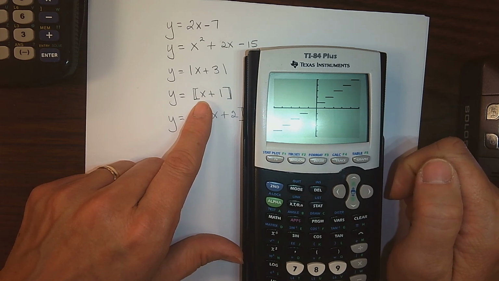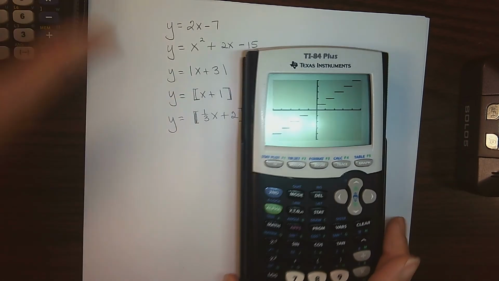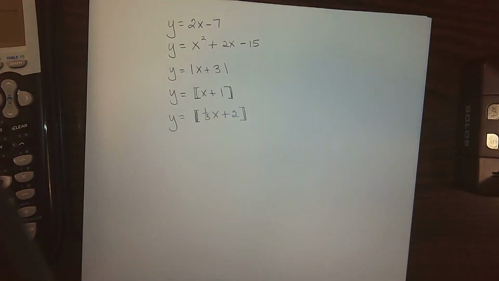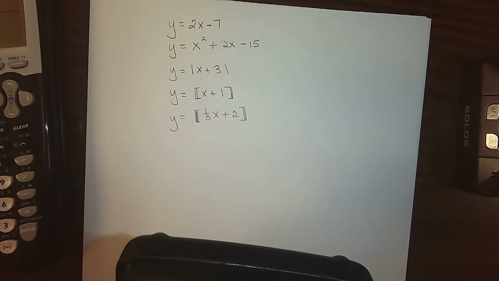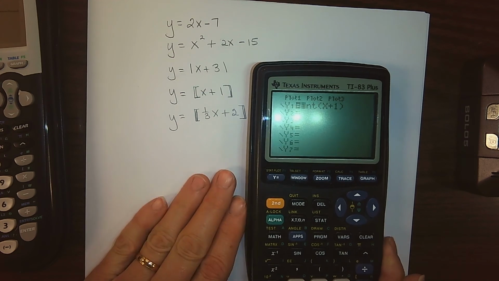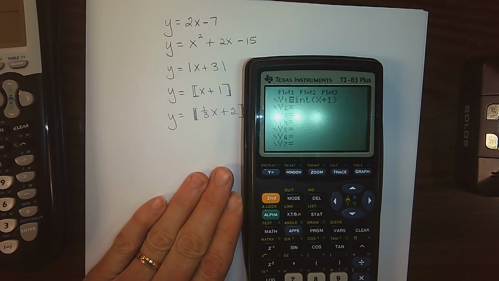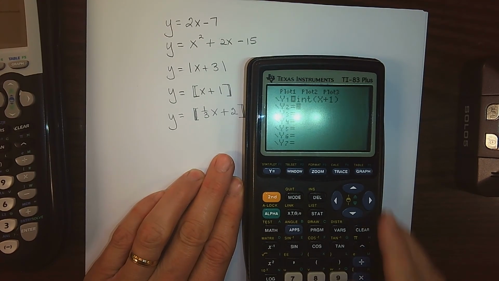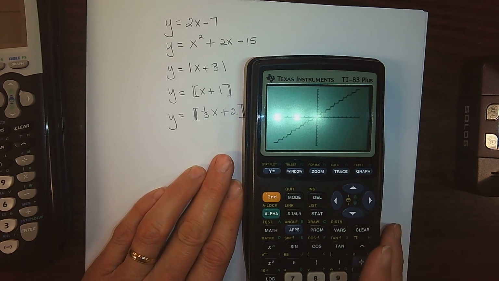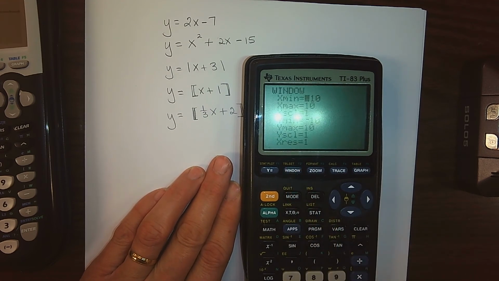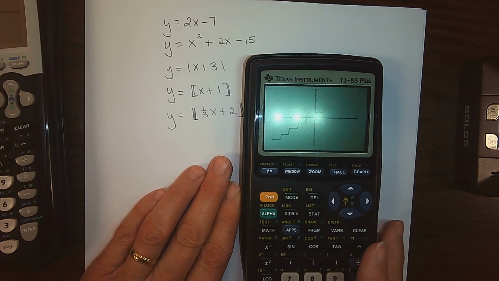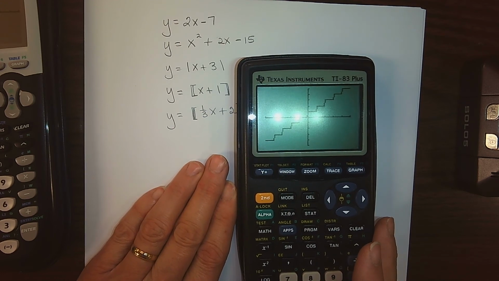Okay? All right, I want to switch for just a moment and take a look at the TI-83. So for the TI-83, I graphed the same function here, the greatest integer of x plus 1. And I'm going to hit graph. Oh my, what's going on here? Well, let me change up the window again so that we are looking a little bit closer.